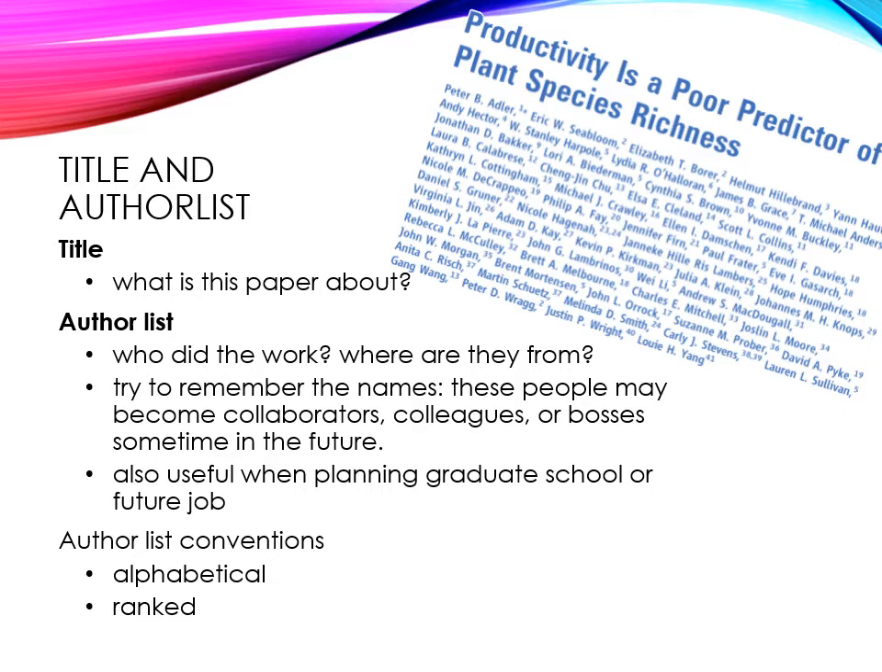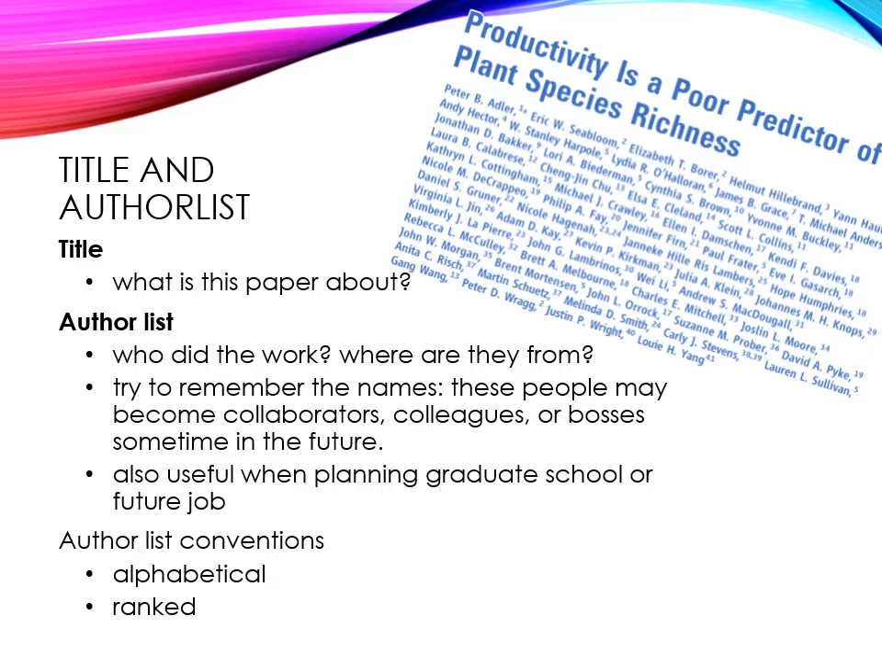When you look at the list of authors, it could be alphabetical. So up on the slide, you can see I have snipped off of a paper, Productivity is a Poor Predictor of Plant Species Richness. This paper was published in Science. Science is like one of the top journals in the world. It's called Science Magazine. It's published in the US. The other top one in the world is Nature, and it's published in the UK. And they have vigorous peer review, very difficult to get a paper in.